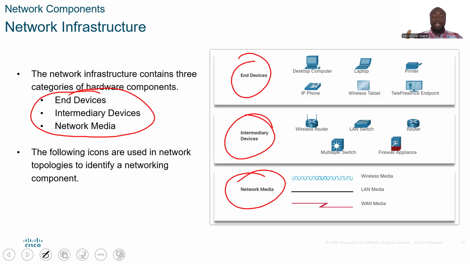Now, end devices, like we said, are devices that generate the traffic. For instance, you have desktop, you have IP phone, you have laptop, you have a tablet, you have telepresence point, you have a printer, you have your smart TV, you have your smartwatch. All those devices are end devices. Then the intermediary devices are the devices that stand in between the network devices. And particularly, they help to control the flow of that traffic. So you have the wireless router, you have the multi-layer switch, you have the LAN device, firewall appliance, router.